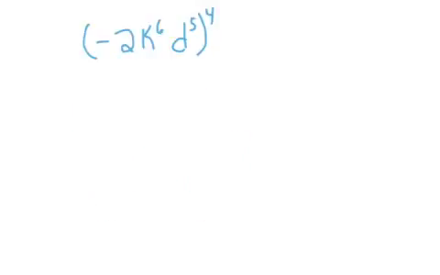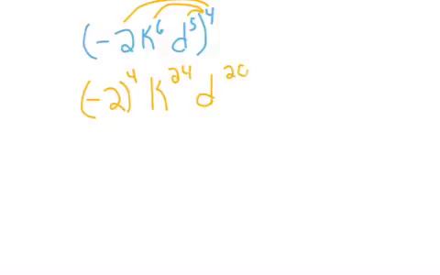Next one, same exact thing. Distribute that 4 into every single term. So this time I would have negative 2, and remember when you have a negative base, you put it in parentheses to the 4th power. K to the 6 times 4 is 24. D to the 5 times 4 is 20.